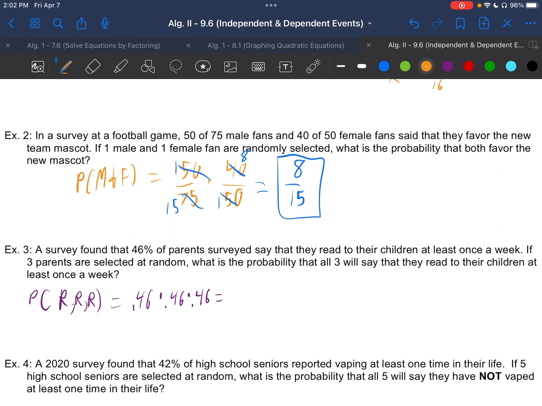Because whether or not one parent reads in the survey to their children has no impact on whether another parent does. So you just multiply those together, and you end up getting 9.7%. It would be 0.097 in decimals. So not a very high likelihood that 3 parents selected would all read to their children.